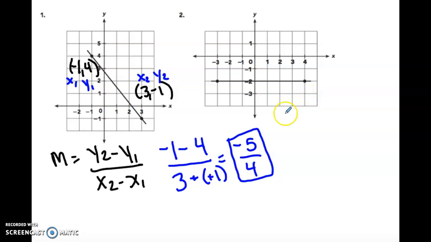And I think that's all I wanted to say about that. Okay. And in this picture, we don't even have to do any work because we have a straight horizontal line. For straight horizontal lines, the slope is 0. So that's all you have to do.